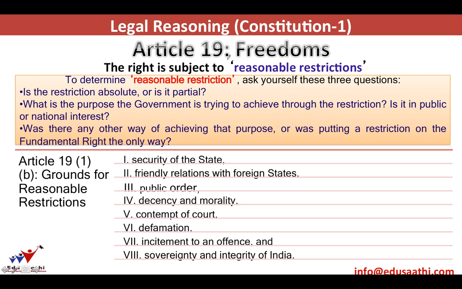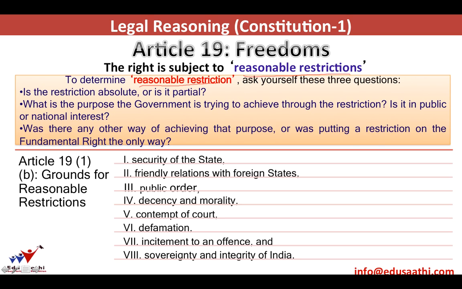Under Article 19, there are certain reasonable restrictions that have been put. So your freedoms are not absolute. You have certain restrictions which are being put on the freedoms, and these are reasonable restrictions. So how do you determine that it's a reasonable restriction? These are the parameters which will help you to understand whether the restriction is reasonable or not.